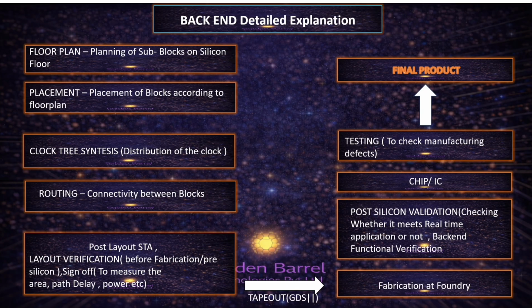Then clock tree synthesis. Different subblocks may need different clocks according to the requirement. But there is a clock source. From that clock source, we distribute the clock to different subblocks. It will form like a tree. That's why it is called clock tree synthesis. Then we have routing. What is meant by routing? Suppose different subblocks in the IC need to communicate. There should be connectivity between those blocks, nothing but routing.